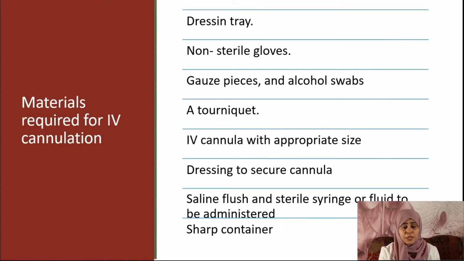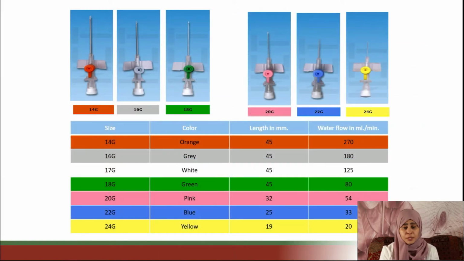Okay, what are the materials required for IV cannulation? We will need a dressing tray, non-sterile gloves, gauze pieces, alcohol swab, tourniquet, IV cannula with appropriate size, dressing to secure the cannula, saline flush and sterile syringes, or fluid to be administered, and a sharps container. These are the sizes of the cannula. It will depend on the size of the vein and the depth of the vein.